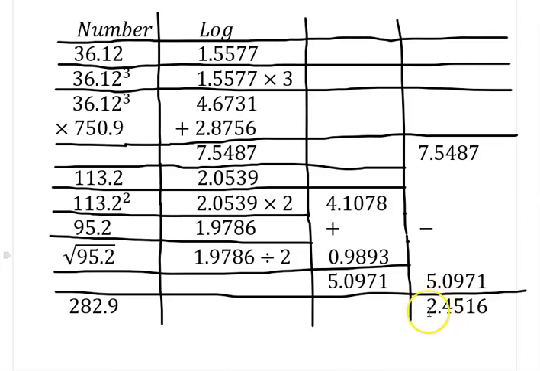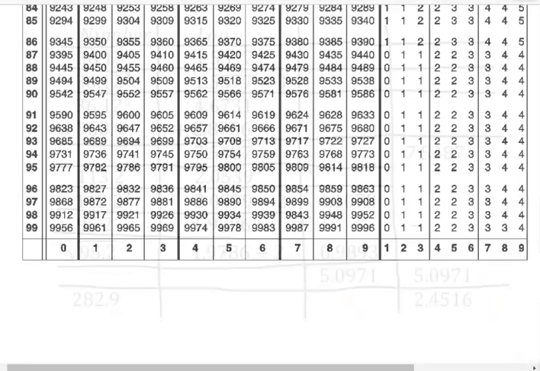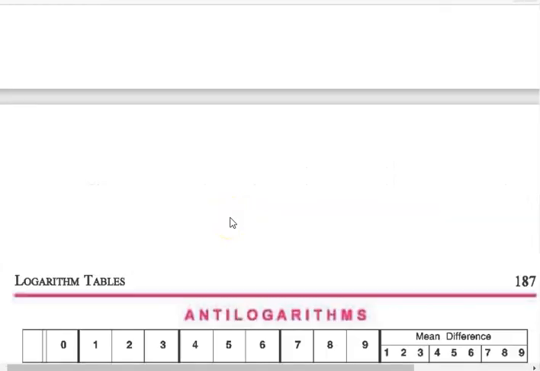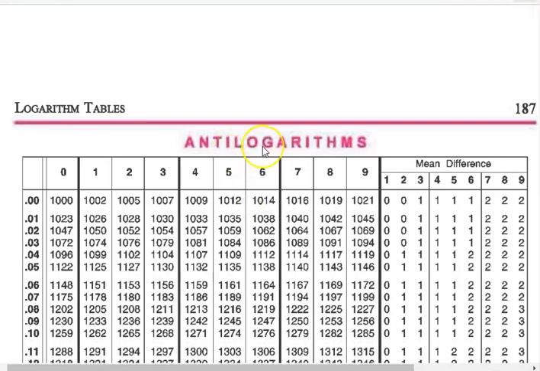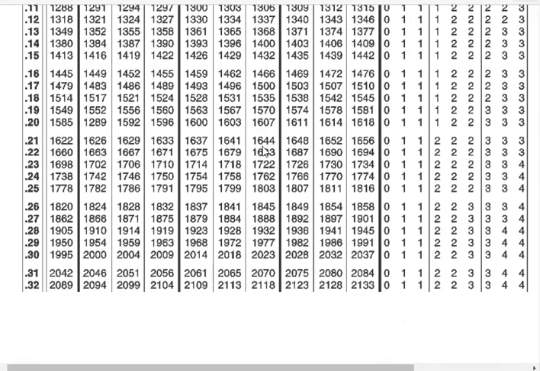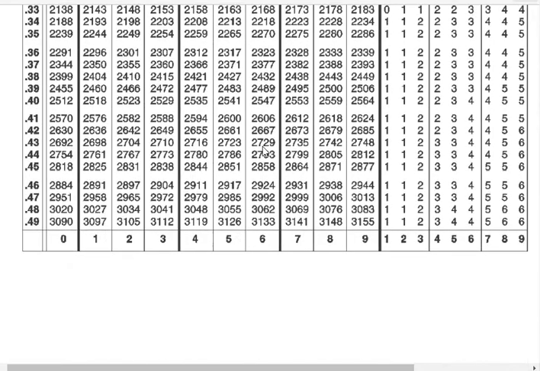You do away with this for now. This one will just help you to know where to put your decimal. So you start with 0.45 under 1 difference 6. Let's go to our table. So now you go to anti-logarithm. So this is our anti-logarithm. So you go to 0.45.